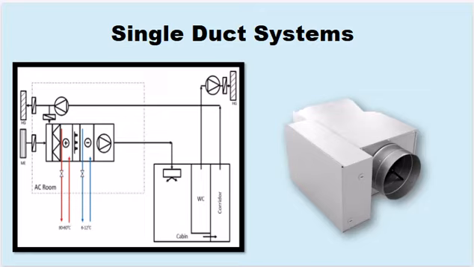Single duct systems. Let's now talk about single duct systems. A single duct system is one of the simplest and most cost-effective HVAC designs. It uses a single duct to handle both the supply of conditioned air and the return air. This design works well in buildings with uniform heating or cooling needs across the space. Because of its simplicity, it's a great choice for smaller buildings where advanced zoning isn't necessary.